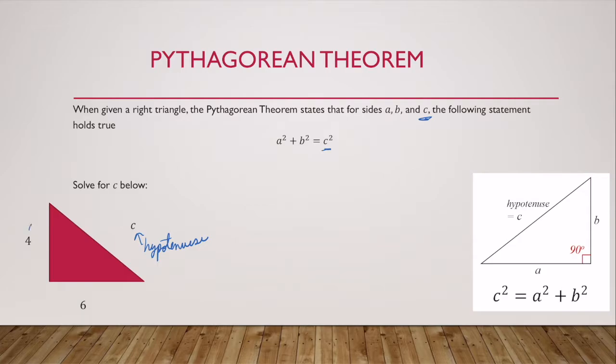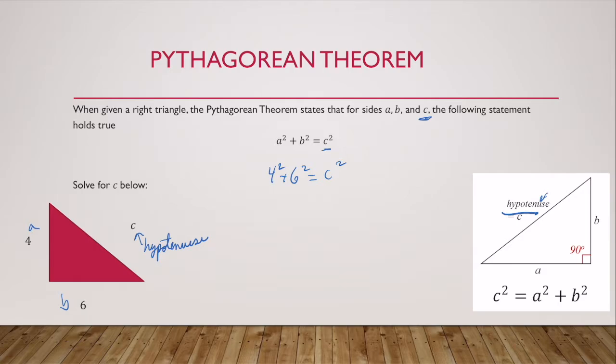We'll let 4 be A and 6 be B. So I have, oh look, it's right there. I did spell it right. No, I didn't. I had an extra E. Oops.